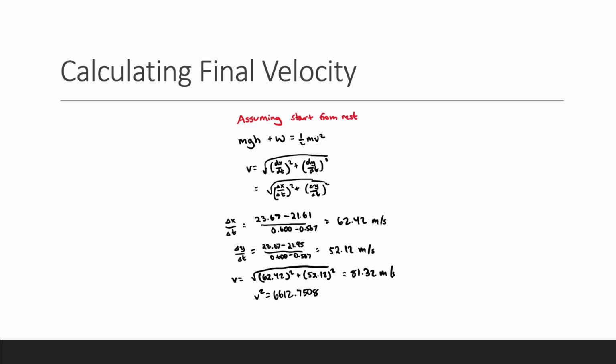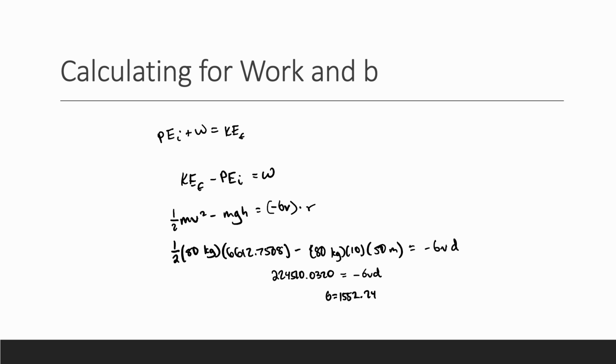And I ended up finding that velocity is equal to 81.32 meters per second, or when it's v squared to get put back into the equation, it's 6612.7508. When I'm calculating for work and for B, I just ended up rearranging the equation here, and as you can see, B ended up being 1552.24.